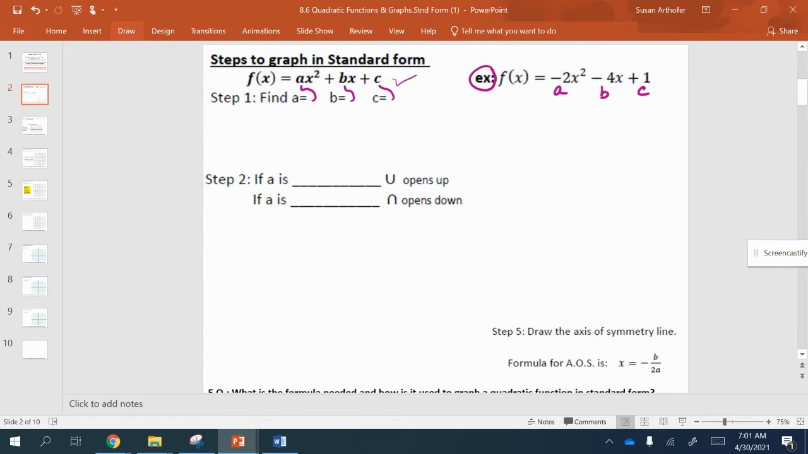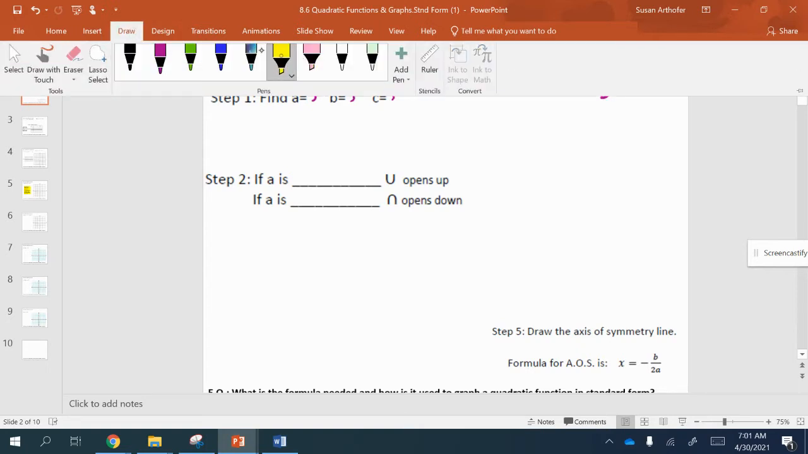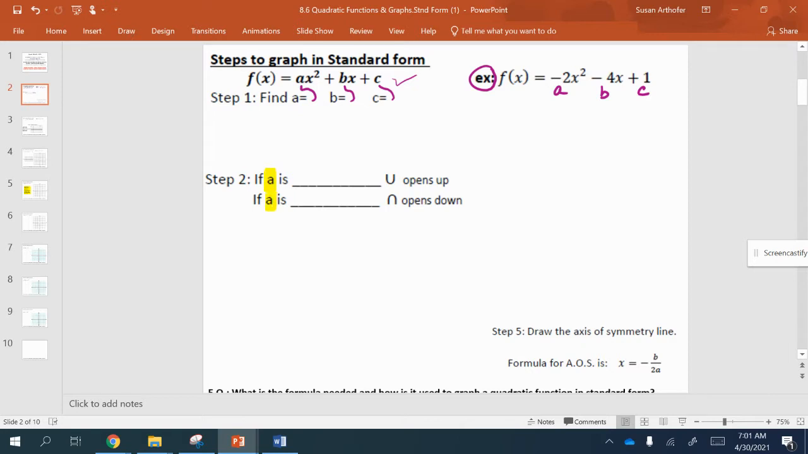Now, there's just a couple things that you should know. If your a value is a positive number, then your graph opens up, and there should be little arrows on the end of that. On the other hand, if a is a negative number, then your graph opens down. There's always arrows. I just couldn't get a symbol that had arrows there, okay? All right, so that's the first part.